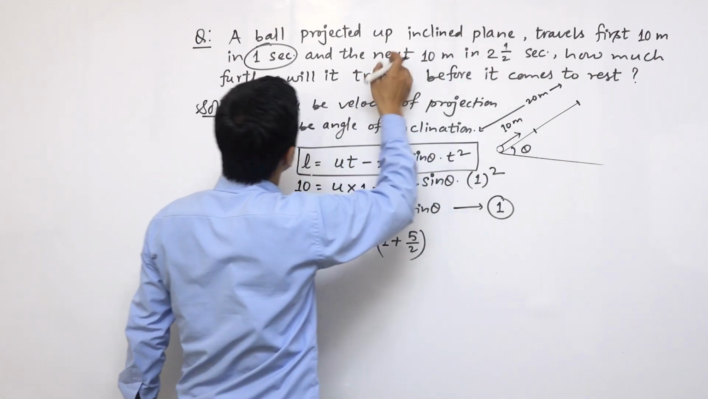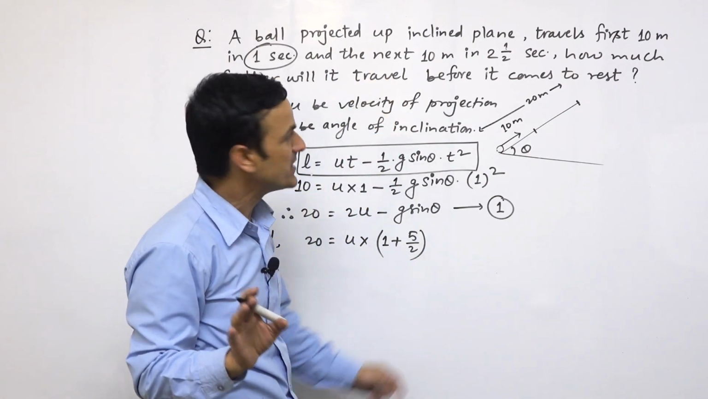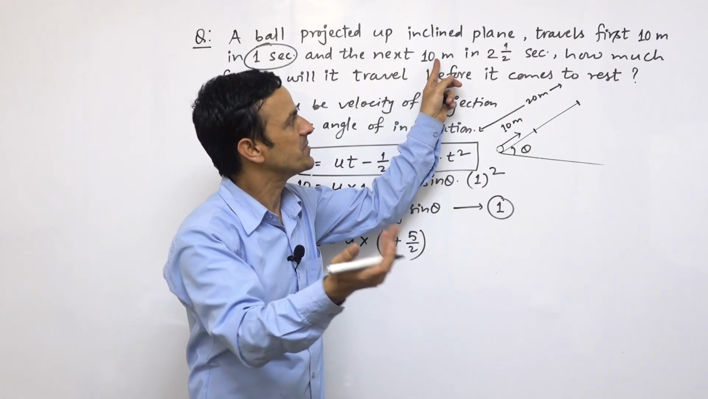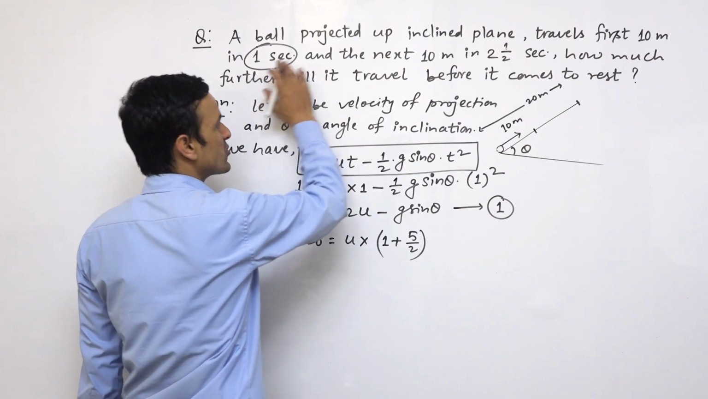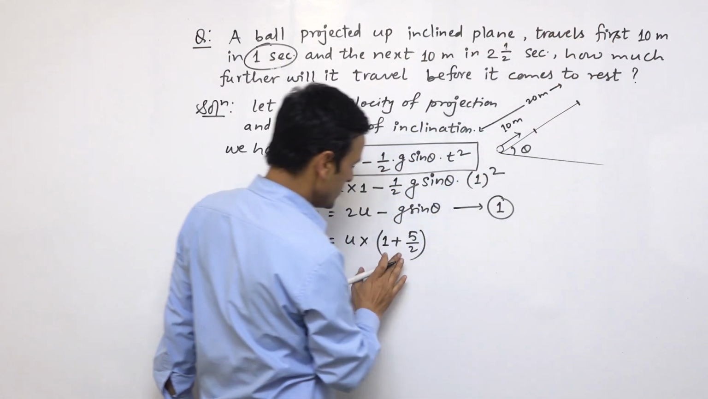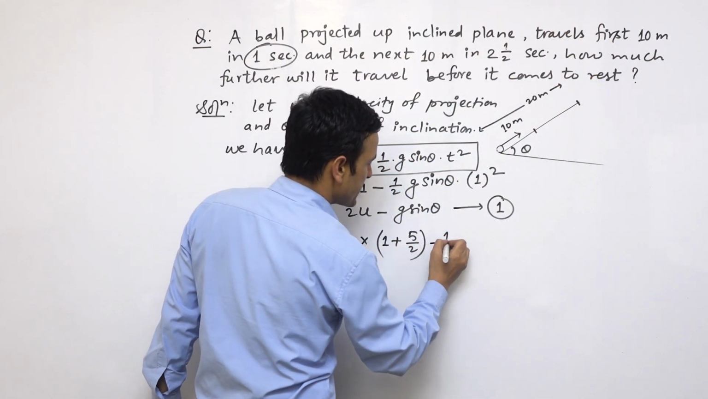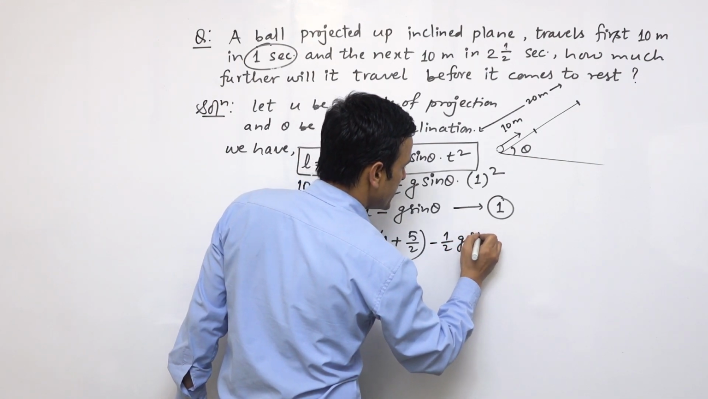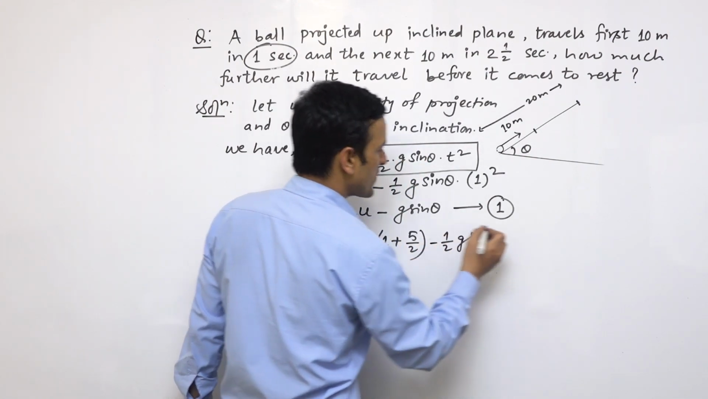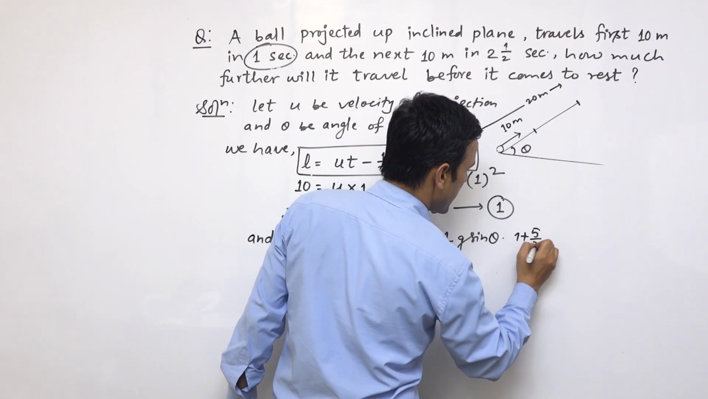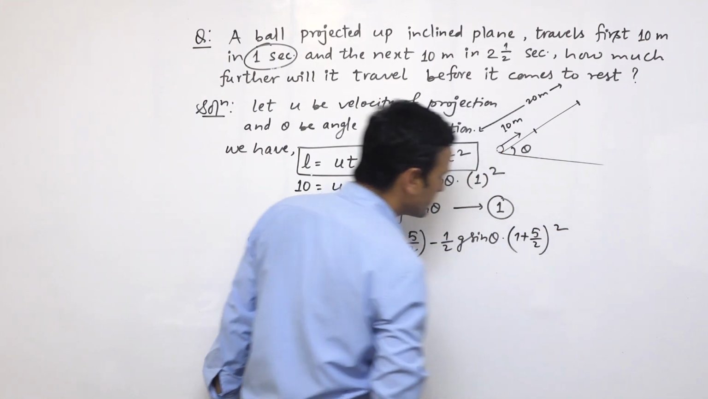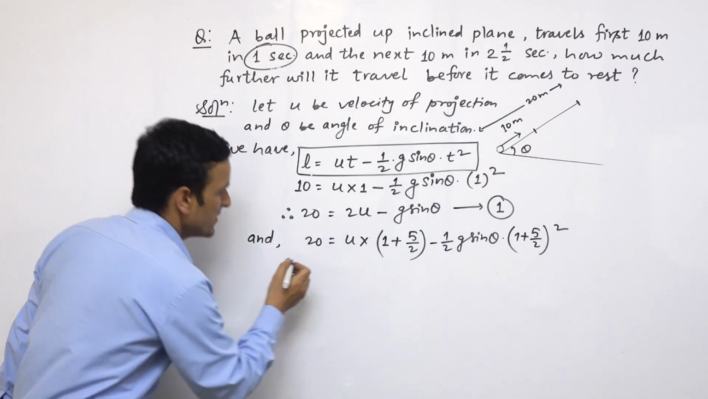अर्को 10 मिटर भनेपछि पहिला 10 मिटर अलरेडी भइसकेको छ र यो 10 मिटरले गर्दा 20 मिटर भयो, and time is also added and distance is also should be added. Minus half g sin theta T square means again 1 plus 5 by 2 ko whole square. Now we can solve it like this.